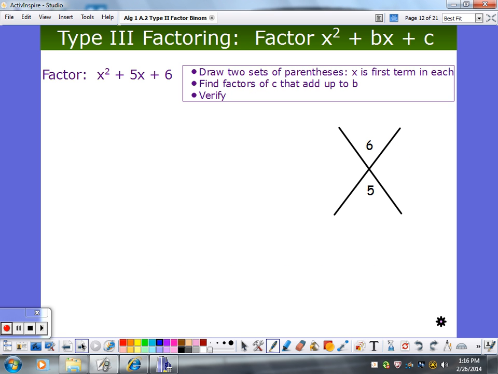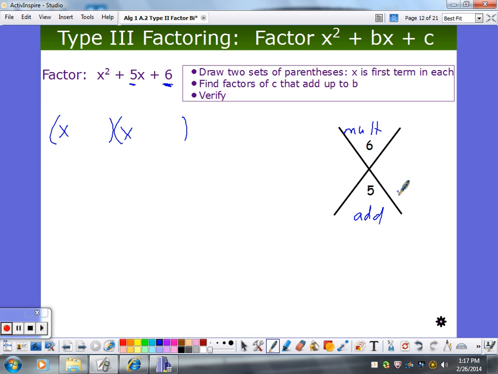And I believe we've got some more examples, so let's try it again. I've got the rules listed out here. First of all, I didn't mention, but you should have noticed that it's type 3, meaning it's a trinomial. First coefficient is 1, x squared plus bx plus c, type 3. First thing you do is draw two sets of parentheses. The x squared means it's always going to be an x and an x. Then you say, what multiplies to this but adds to that? Two numbers that multiply to 6 but add to 5.